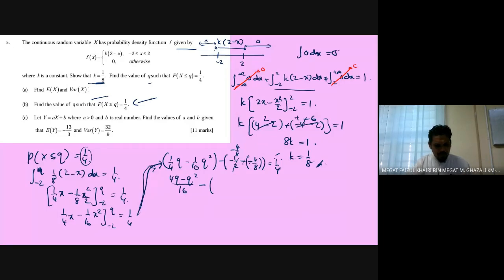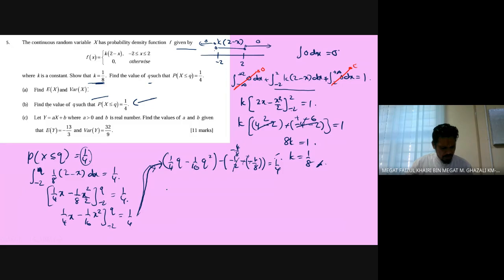Okay, so the value of q here, negative 2 squared equal to 4. 4 over 16 supposedly is 1 over 4. Okay. Yang ini saya rasa saya serah pada kamu untuk carikan jalan kerja dia.